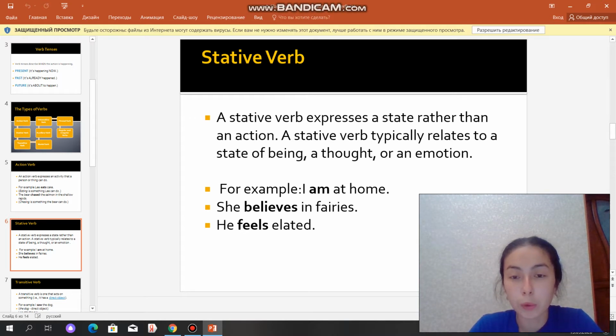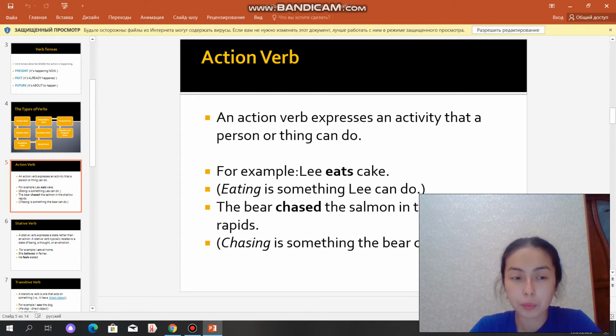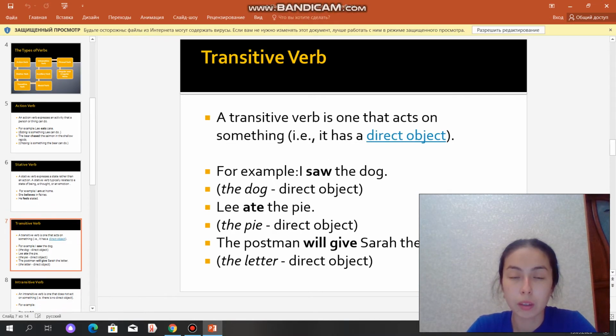Значит, чувства, эмоции, мысли. Вот action verb это значит действие. Вот где вот Ли кушает, прям ест торт. Ну, показывает действие, имеется в виду.